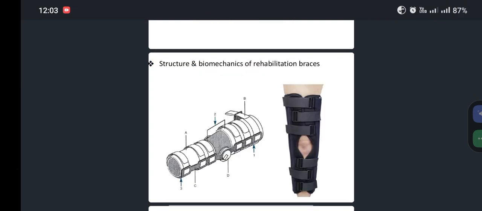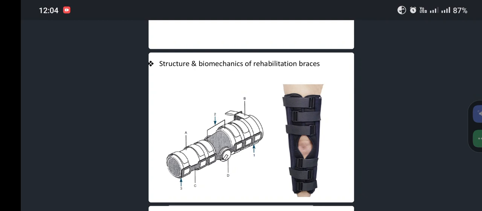So the rehabilitation brace has an open cell foam interface that encases the calf and thigh, means an open cell foam that covers the calf and thigh, which is shown by capital letter A in the figure. Then it consists of adjustable velcro straps for closure, which is shown by capital letter B. Then it has side bars, which is shown by capital letter C. And it also has a single axis or polycentric hinge, which is denoted by capital letter D in the figure.